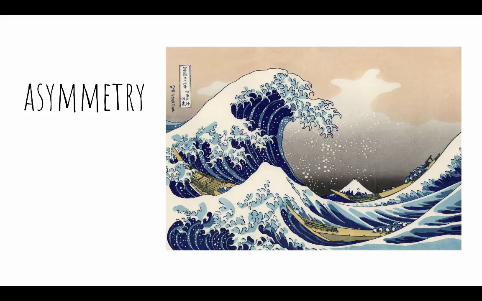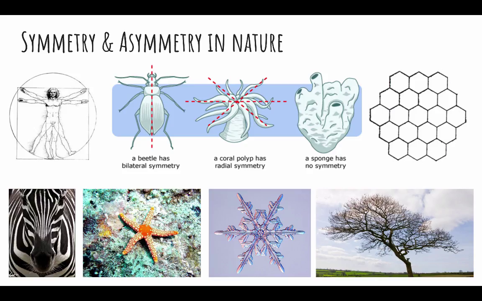Asymmetry basically is none of those things. Asymmetry means that we don't have repeated objects. We don't have a pattern or a predictable mirror image. So this is a famous example where we can see obviously the wave is much heavier on this side and it creates a lot of movement. Asymmetry is much more dynamic in nature.